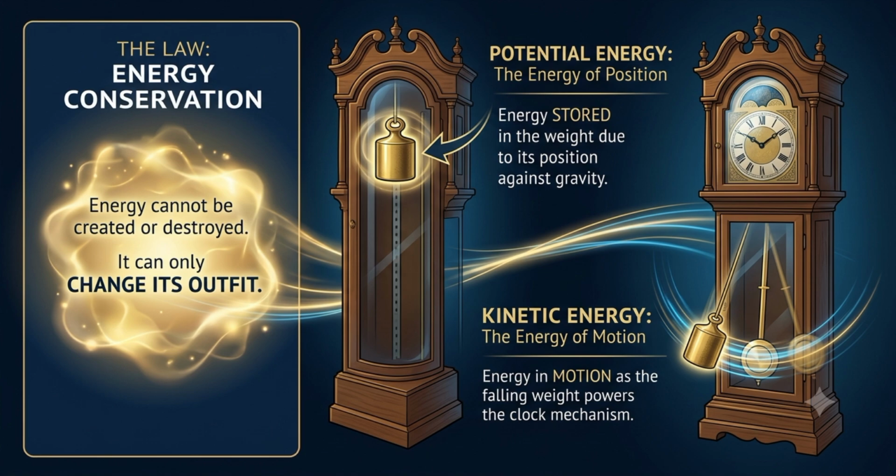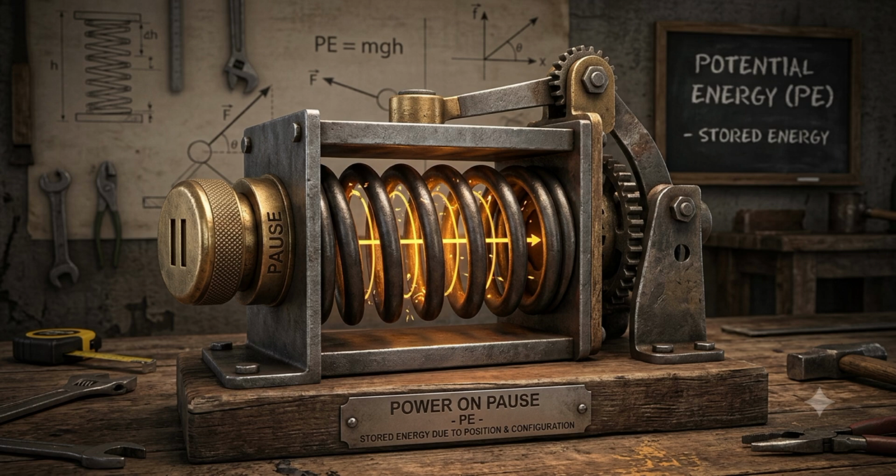What is energy? In physics, energy is defined as the ability to do work, and work just means moving something against a force. But energy cannot be created from nothing, and it can't be destroyed. It can only change its outfit. The two most famous outfits it wears are potential, the energy of position or storage, and kinetic, the energy of motion. Let's look at potential energy (PE) first.